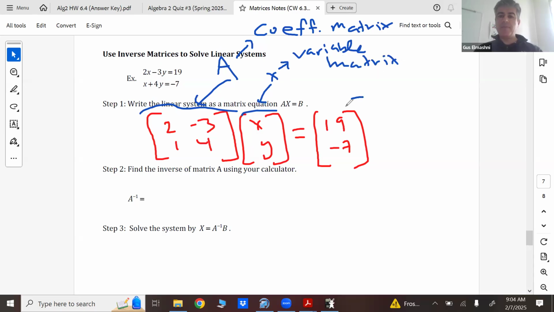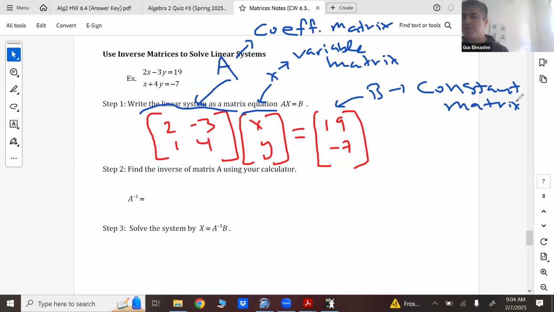Lastly, this will be called B. I call this the constant matrix because it has a constant on the other side. Yes, coefficients are constants as well, but these don't have variables next to them, so I just call it the constant matrix, okay?